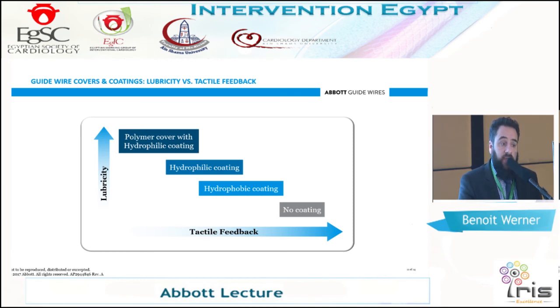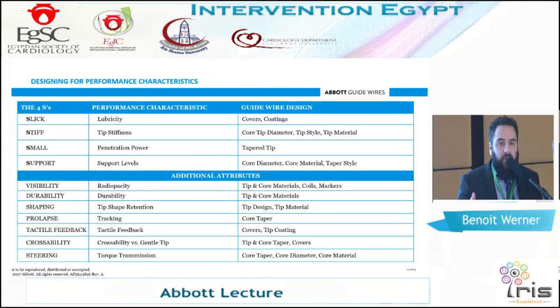So if you need lubricity, of course we talk about cover and coatings, so either the polymer or the coatings, hydrophilic, hydrophobic. If you need stiffness, of course we'll talk about the tip style, but also the tip materials. If you need support level, then we will talk about more diameter and materials and taper style. So it's really important to keep the blocks in mind, to understand not just one guide wire but all the guide wires in the market. And moreover, if you need radio opacity, we'll talk about the coils and the markers. If you need durability, we'll talk about core materials and tip, etc., etc.